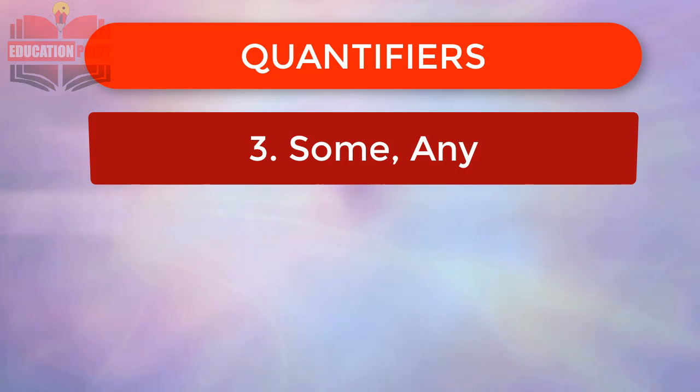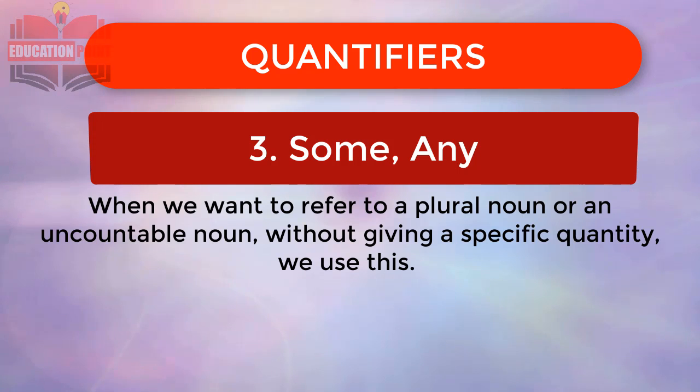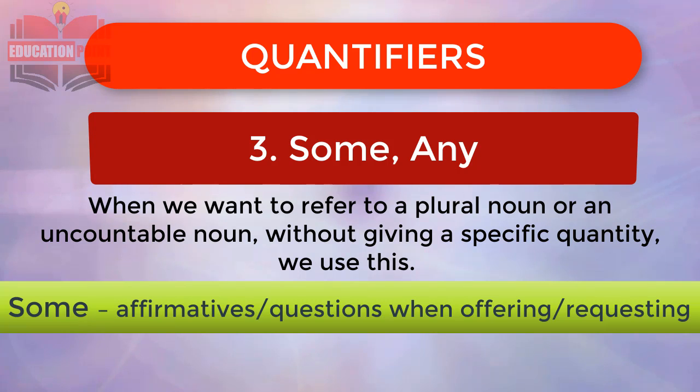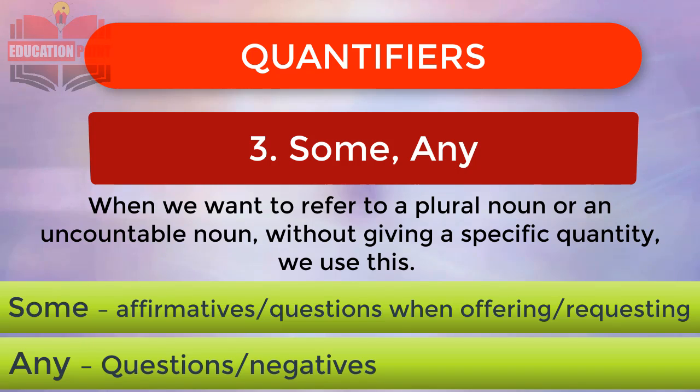Now let's move on to the third and the last part, which is an undefined quantity. So when we are referring to something, we cannot actually have in mind whether it is a large quantity or a small quantity. We use quantifiers like some and any. So when we want to refer to a plural noun or an uncountable noun or an undefined quantity without giving a specific quantity, we use these quantifiers like some and any. Some is used for affirmatives and some questions when you are offering something or requesting something. Similarly, on the other hand, any is used for questions and negative sentences. Let's see how this works.